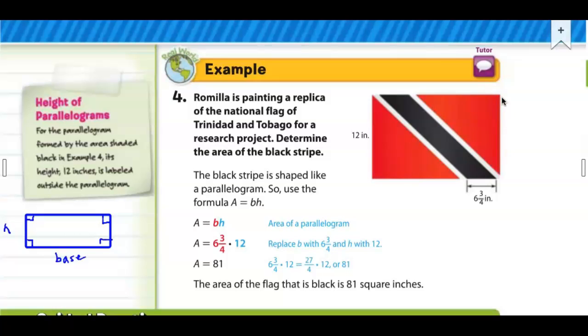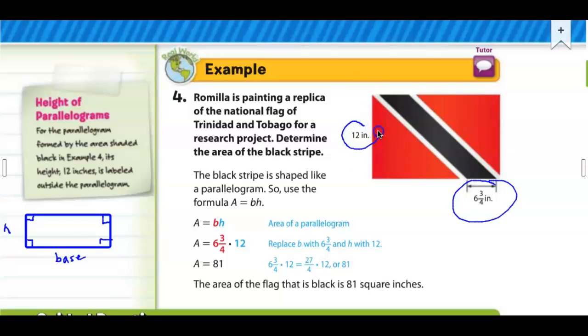Let's go ahead and look over here at the parallelogram. This is the black strip in this word problem about someone drawing a picture of Trinidad and Tobago's flag. So you'll see the black parallelogram here in the middle. And this is going to be the base here at the bottom. But the other side is not the height. And that's what we have to remember. It's not the other slanty bit that's going to be the height. It's going to be what is parallel to the base going up.